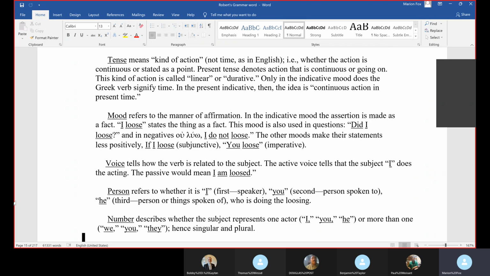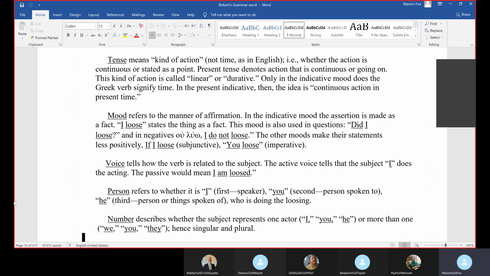A couple of things about this: the kind of action is linear or durative. It continues for a duration. Only in the indicative mood does the Greek signify time. Your other moods, like imperative and subjunctive moods, do not indicate time. Time is obtained from the context. In the present indicative, it is continuous action in the present time. It is a particular kind of action that we're looking at, not necessarily the time frame.